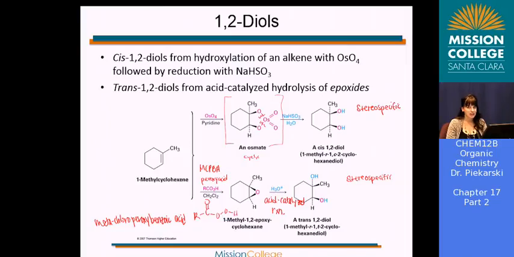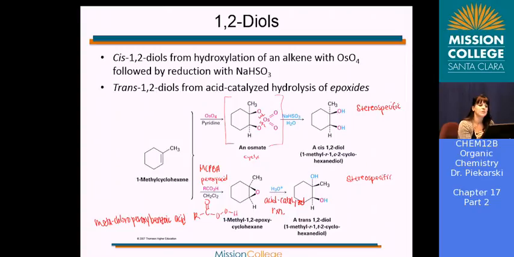Look back at that chapter and look at that mechanism and see if you can derive it yourself, because you're going to see a lot of acid-catalyzed mechanisms very near in your future, and the carbonyl chemistry when we get to it. Okay, so it's an acid-catalyzed reaction. It opens up the ring, and we end up with a trans-1,2 diol, stereospecific reaction.